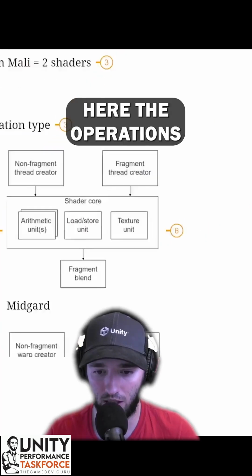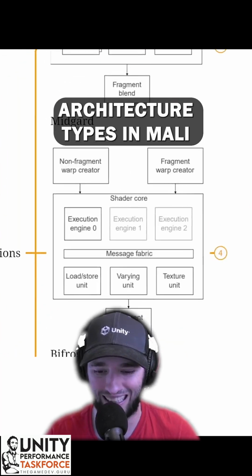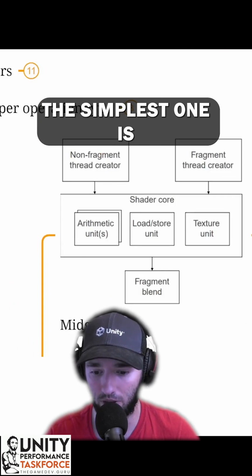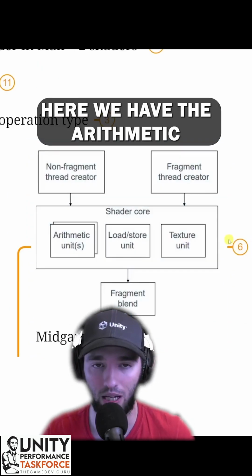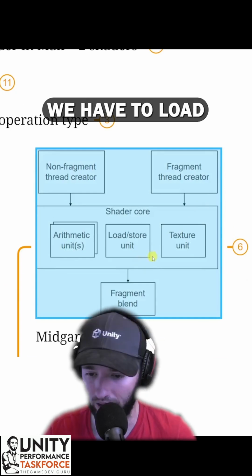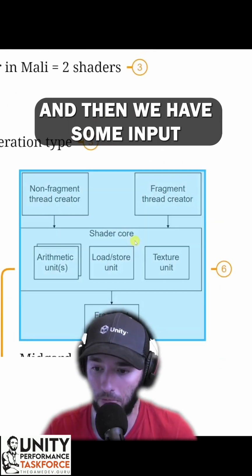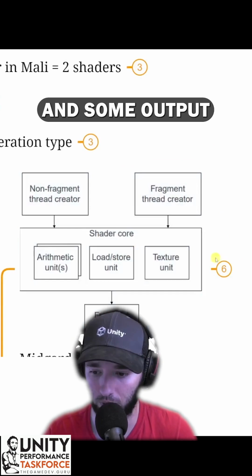I just put here the operations for different architecture types in Mali. The simplest one is Midgard. This is the architecture of one shader core. Here we have the arithmetic logic unit, we have the load and store unit, and the texture units. And then we have some input and some output.